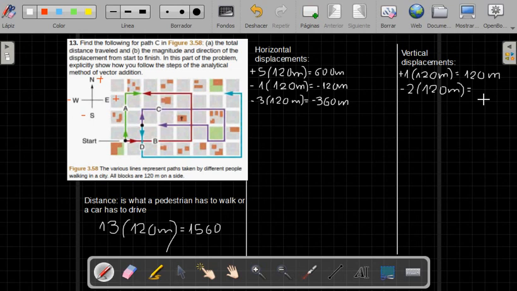So minus 2 multiplied by 120 is going to be minus 240 meters.